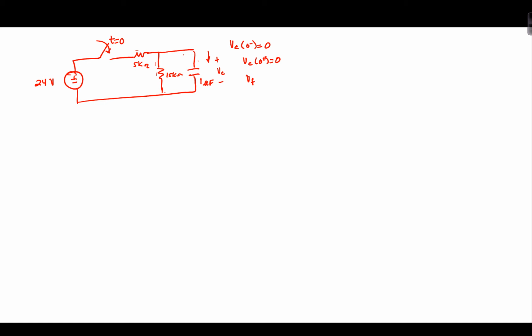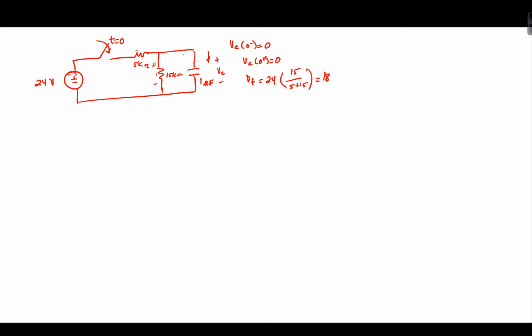And the voltage across the capacitor, as t approaches infinity, the final voltage is going to be 24 times 15 over 5 plus 15. It's just going to be the voltage across that 15 kilo ohm resistor as t approaches infinity. And this then turns out to be 18 volts.